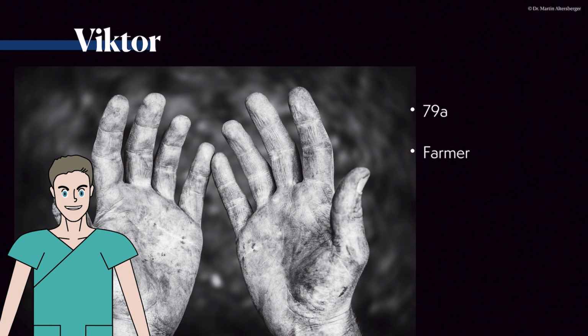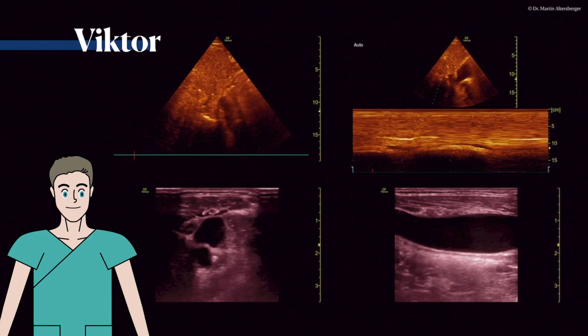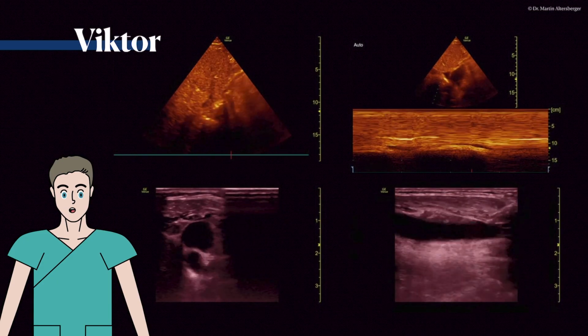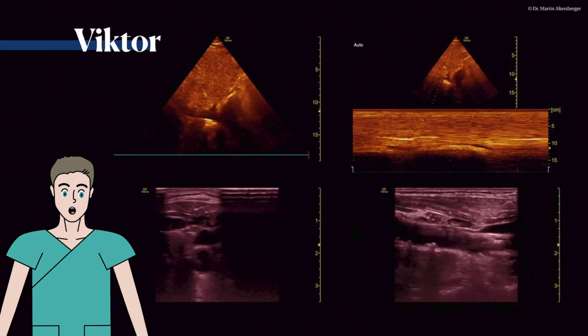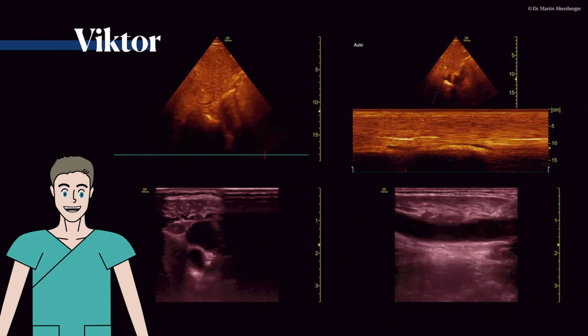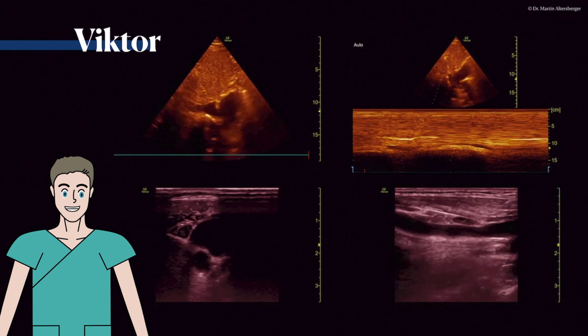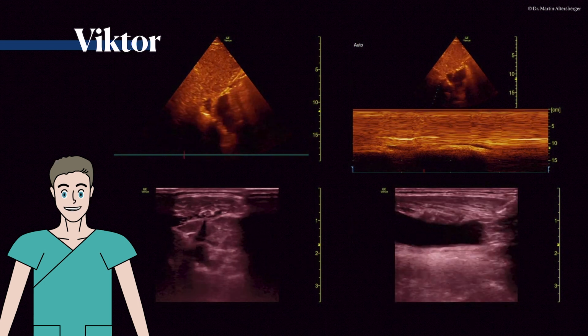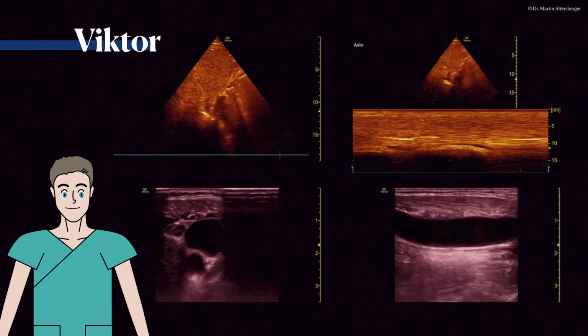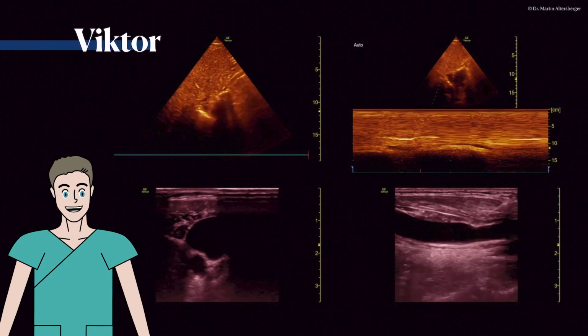Going to another patient, it's Victor. Victor is 79 years old and he's a farmer. Now we are scanning Victor. We have several views at hand, and you can go back to the compact echo course to see how all those views are acquired. And in this case, we see something different. We do see here the liver.